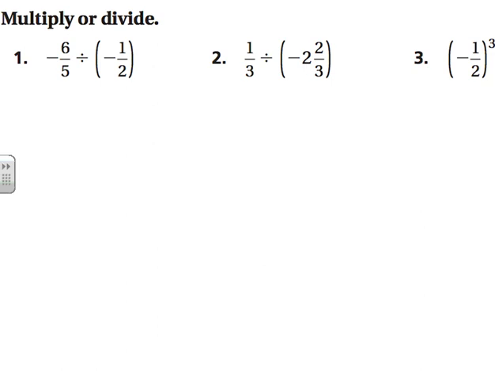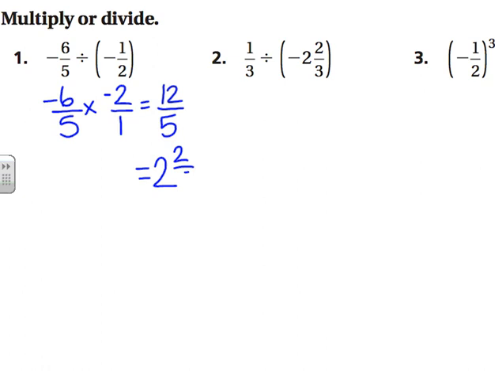All right, now that you've had a chance to try those, we're going to have a chance for you to check your work. So number 1, we're going to rewrite it as negative 6/5 multiplied by negative 2/1. Negative 6 times negative 2 is 12. 5 times 1 is 5. And that would be rewritten as 2 2/5. And that's positive, since a negative divided by a negative is positive.